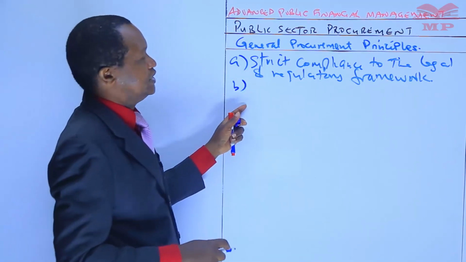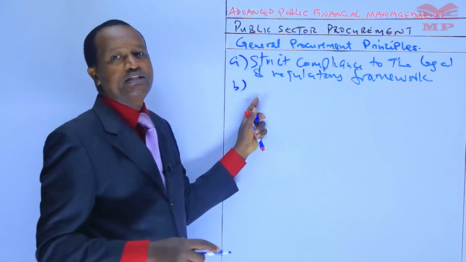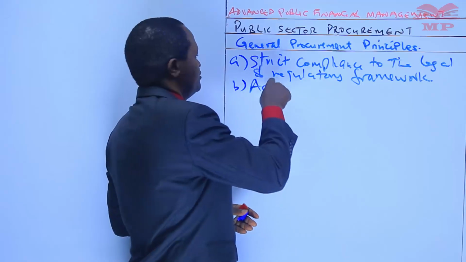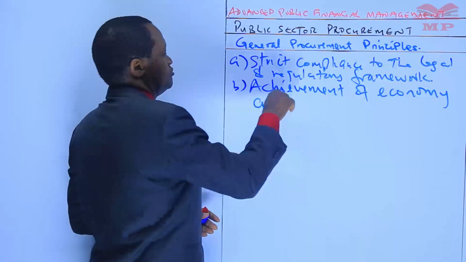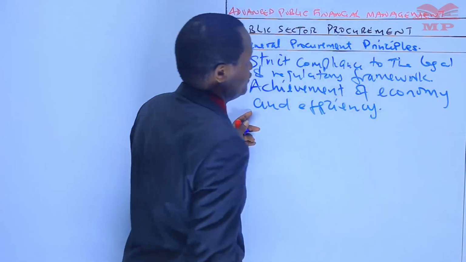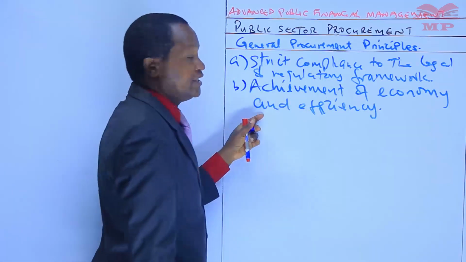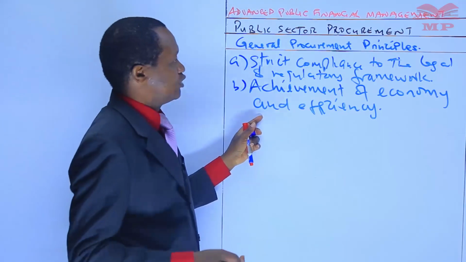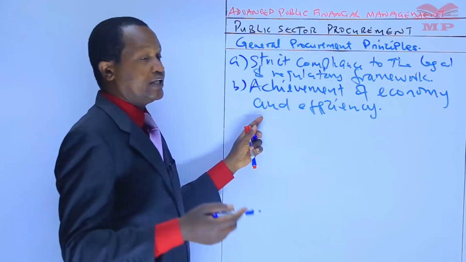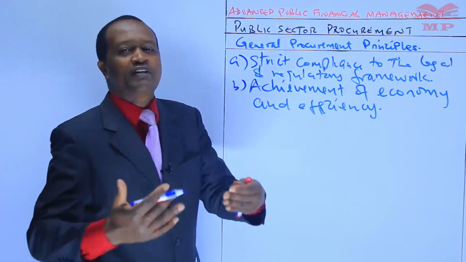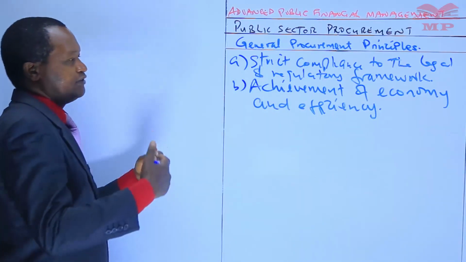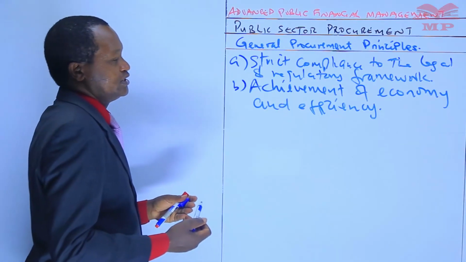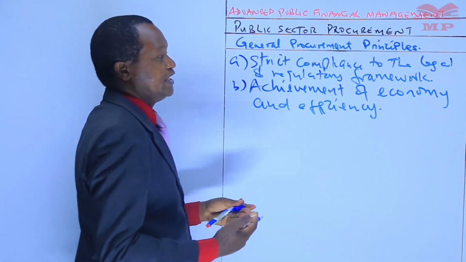Two, the second general procurement principle is achievement of economy and efficiency. Achievement of economy and efficiency is yet another general procurement principle. This is achievement of economy and efficiency in the delivery of service. When delivering services, it's important that the services be delivered efficiently.